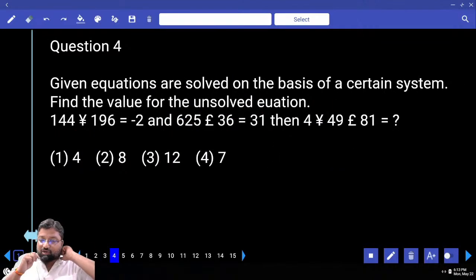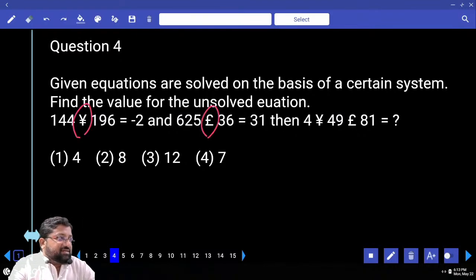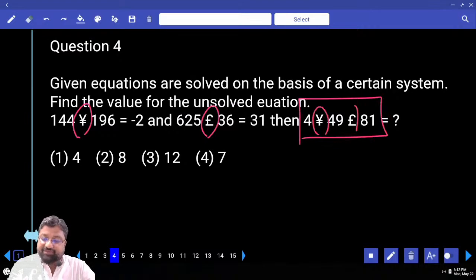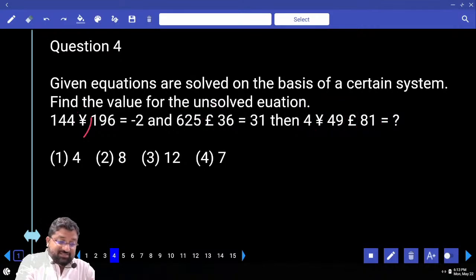Given equations are solved on the basis of a certain system. Find the value of the unsolved equation. If you observe carefully, here you have two different symbols. This is what you should observe first. If you don't observe this, there are more chances for you to go wrong. Here, this is a combination of three numbers with two different symbols. This is very important. You have to understand what each symbol represents. But one thing is for sure, wherever I see, everywhere I see a square. Every number in this question is a square.